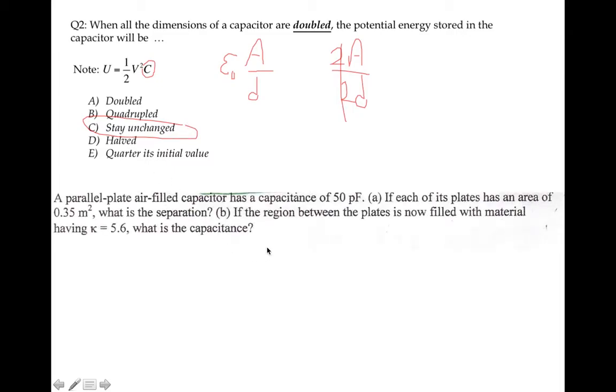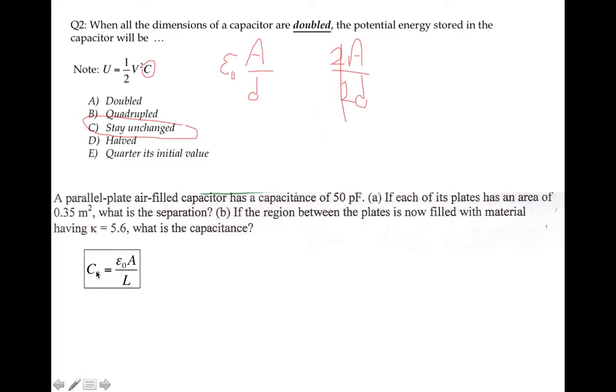Now, another example. If you have an air-filled capacitor that has a capacitance of 50 picofarads. Remember, capacitance is measured in farads, and most of the practical capacitors that we use in the lab are measured in picofarads. If each of its plates has a given area in square meters, what's the separation? And if the region is now filled with a dielectric material, what's the new capacitance? Now, this is easy.